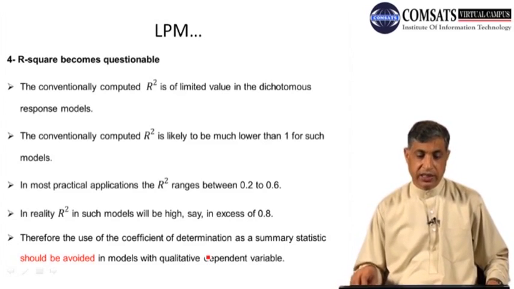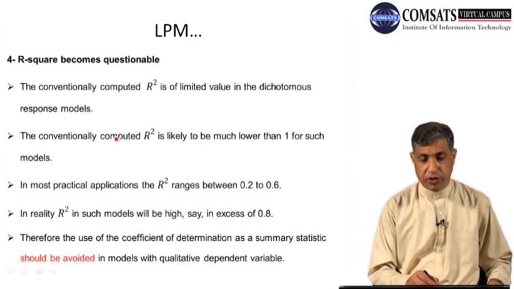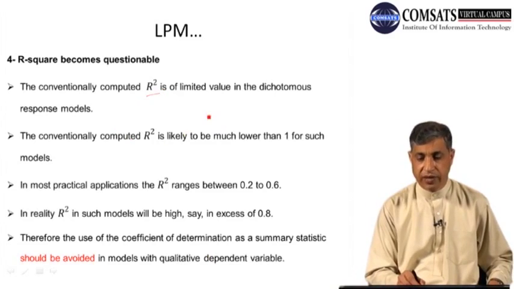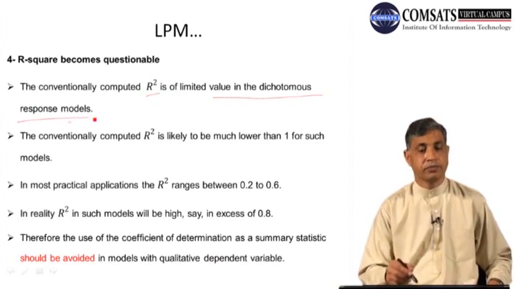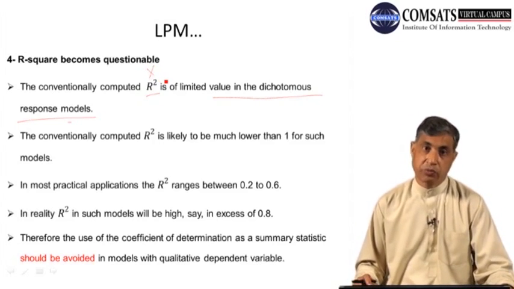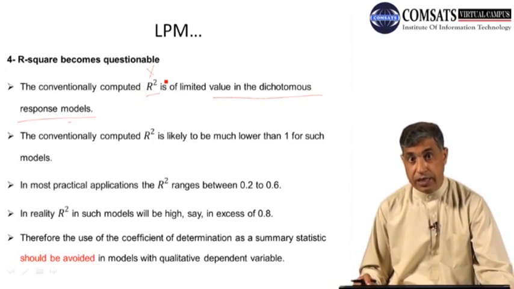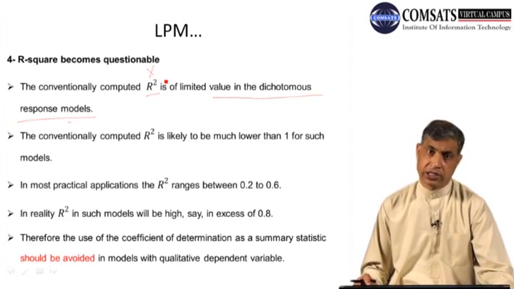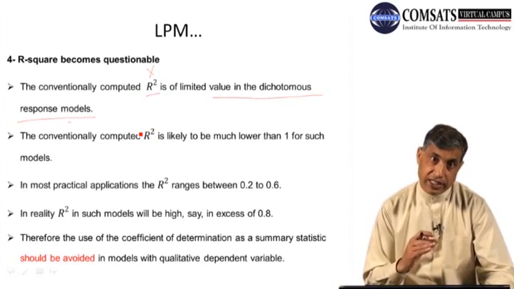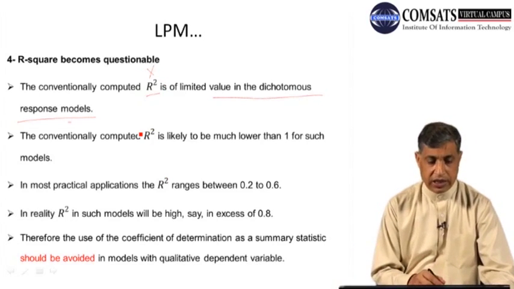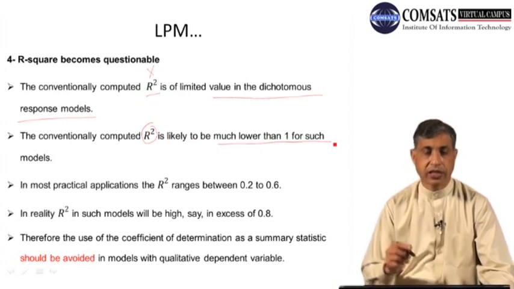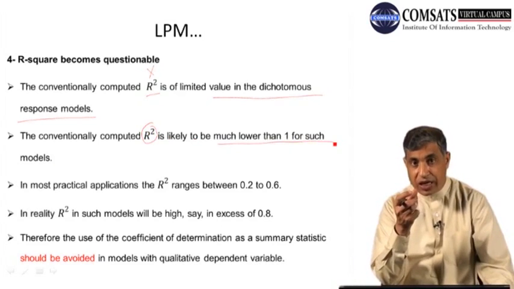If it becomes questionable, what is this? The conventionally computed R square, which definitely appears when you run the regression, is of limited value in the dichotomous response model. When there is a dichotomous or qualitative response model where your dependent variable is binary, you should not concentrate on the R square, on whether it gives higher or lower values. Look at this: the conventionally computed R square is likely to be much lower than 1 for such models. It is, you can say, suppressed.